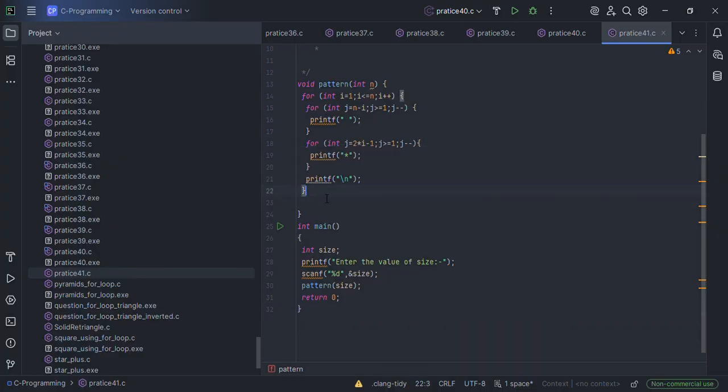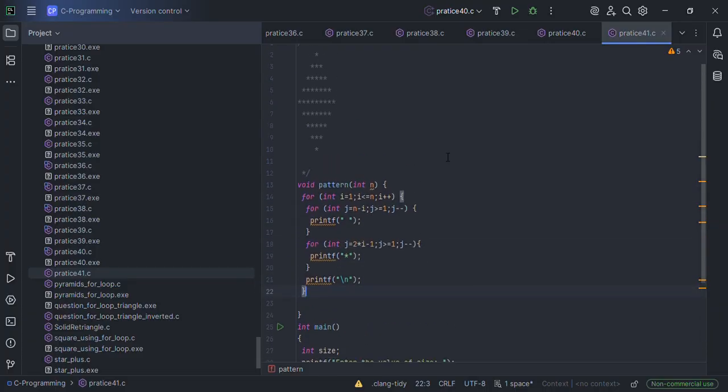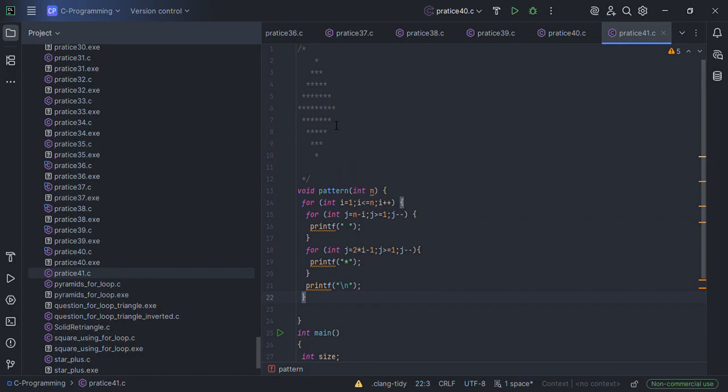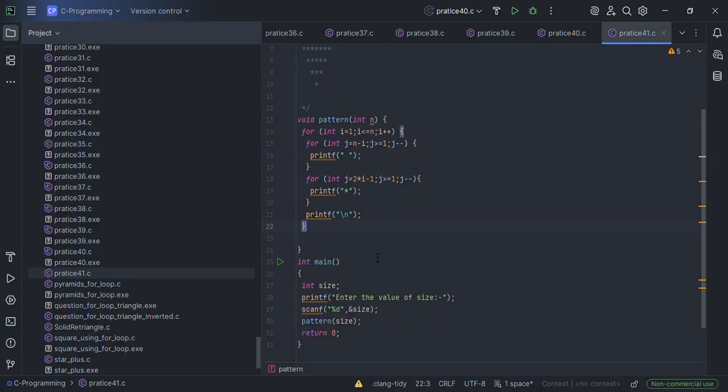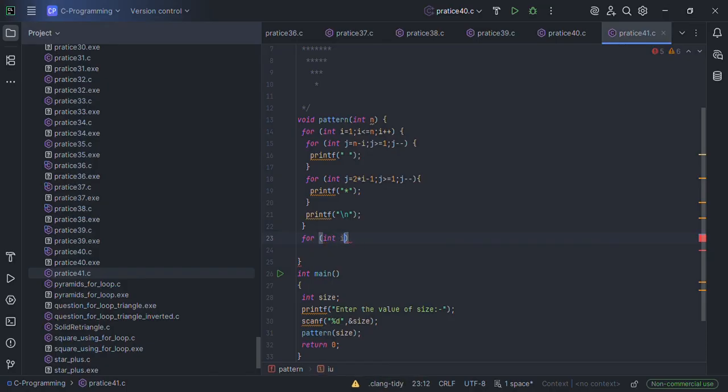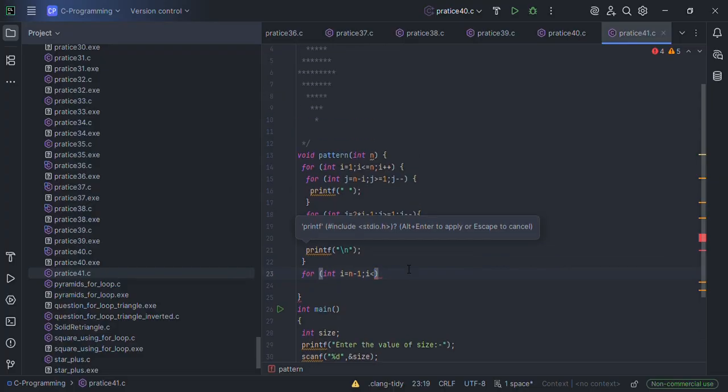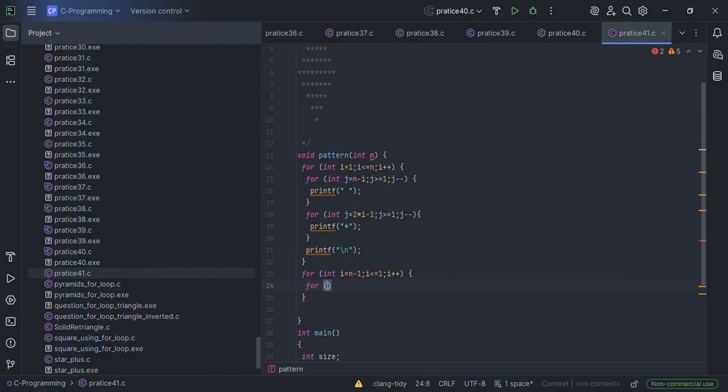first I need to exit this loop, make another one which goes from n minus one. Should be equal to, there's only one space.